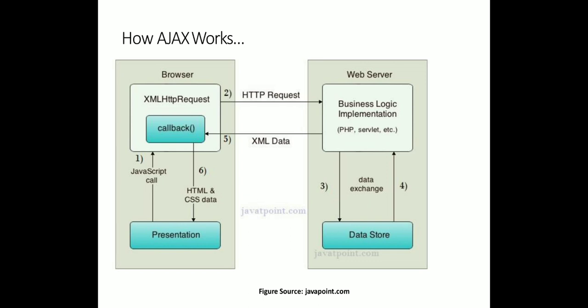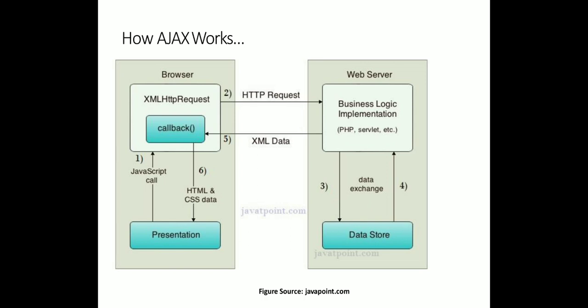And the sixth step, HTML and CSS data is displayed on the browser. This is the sixth and last step. So the working of Ajax is disclosed with these six steps.